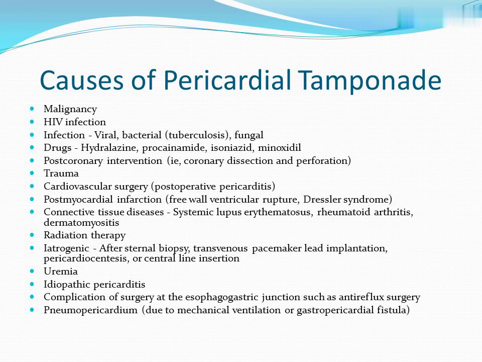Connective tissue diseases: systemic lupus erythematosus, rheumatoid arthritis, dermatomyositis. Radiation therapy. Iatrogenic, after sternal biopsy, transvenous pacemaker lead implantation, pericardiocentesis, or central line insertion. Uremia. Idiopathic pericarditis. Complication of surgery at the esophagogastric junction such as anti-reflux surgery. Pneumopericardium, due to mechanical ventilation or gastropericardial fistula.